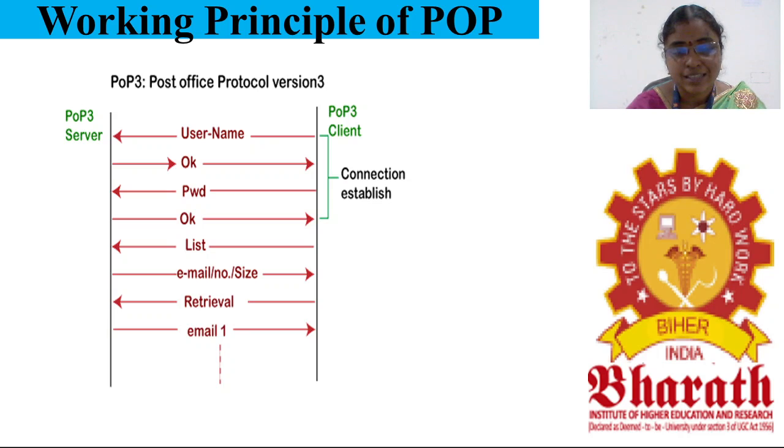Then the POP3 client sends the password to the POP3 server. The server checks whether the password is correct or not, then sends an acknowledgement as an OK message. Afterwards, the connection is established between the client and server. Then the client lists the emails, and email numbers and sizes are listed in the POP3 client. Finally, the POP3 client retrieves the data from the server, and the server provides email 1 to email n.